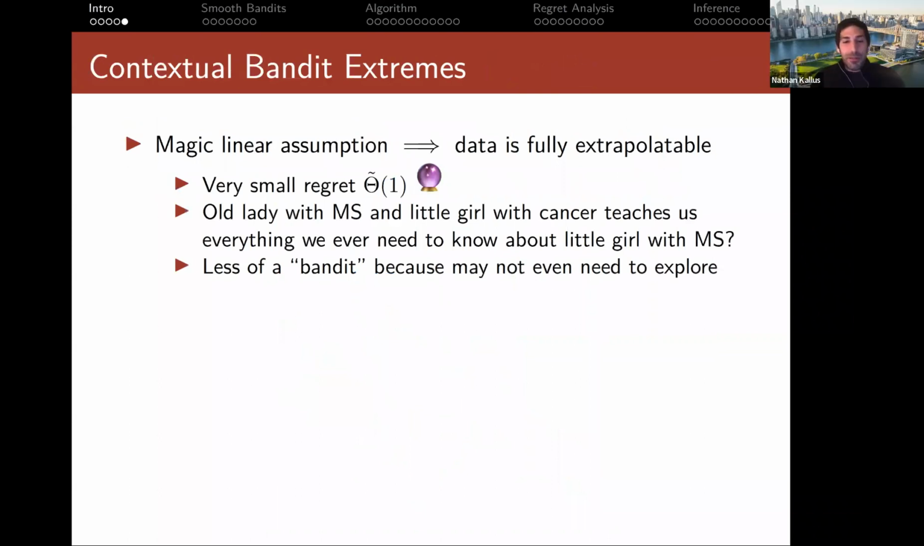So these are pretty much the extremes that have been studied for this problem. So either we make this magical linear assumption that the data is infinitely extrapolatable and we get tiny, tiny regret. But to caricature the assumption that we're making here, let's say, okay, something very relevant to my life right now.